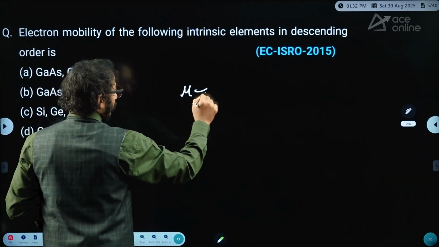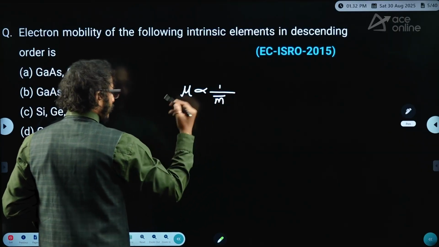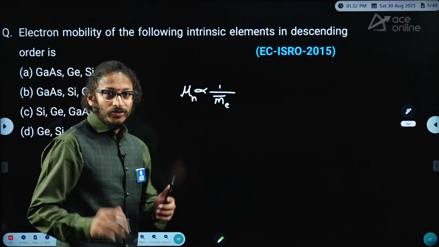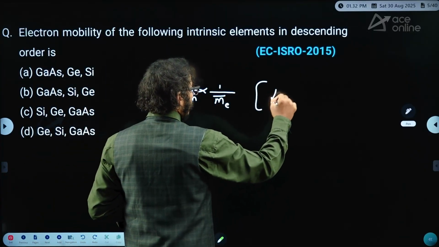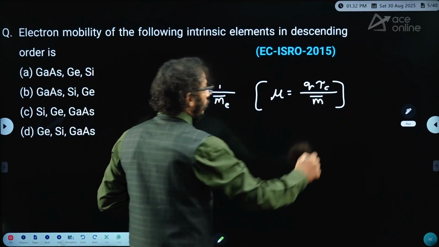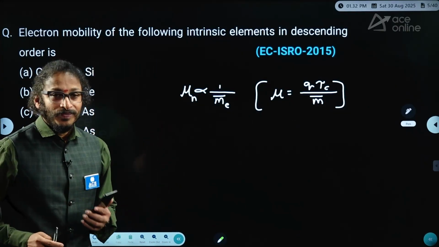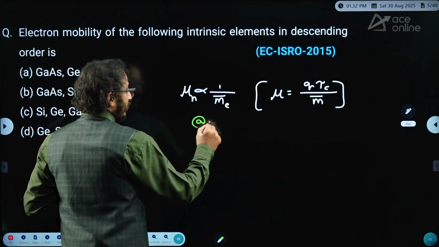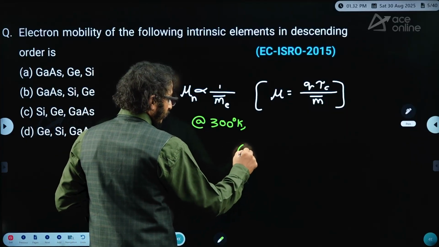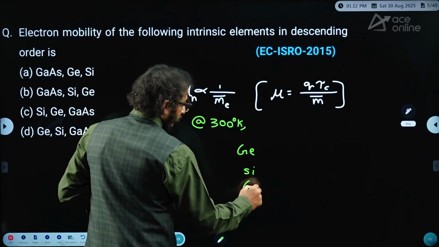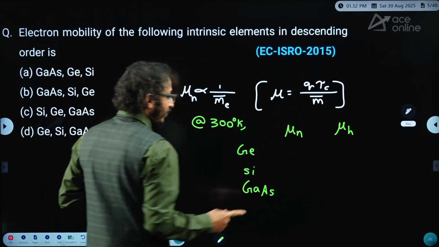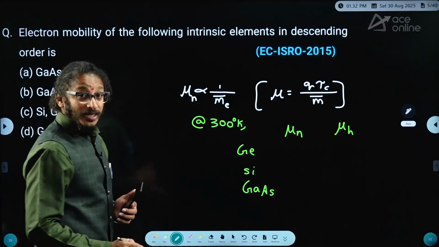Mobility is always inversely proportional to effective mass. For example, if it is electron mobility, it is inversely proportional to the effective mass of the electron. I hope you know that. The main formula for mobility is simply q times tau by m bar. Hope you could recollect from what we have discussed in the class, right? In a similar way, let me go with a temperature of 300 Kelvin. At 300 Kelvin, for germanium, for silicon, and for gallium arsenide, the mobility of electrons and mobility of holes, I have clearly specified in the class. Have you remembered or not, dear students?